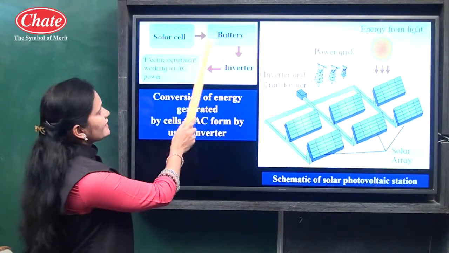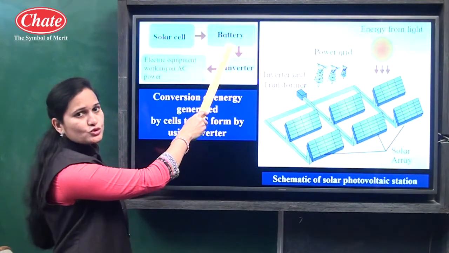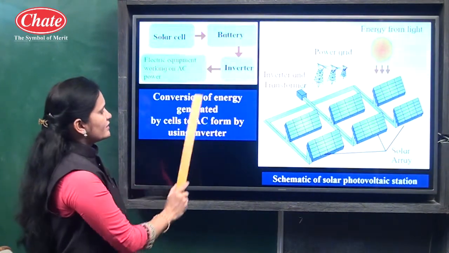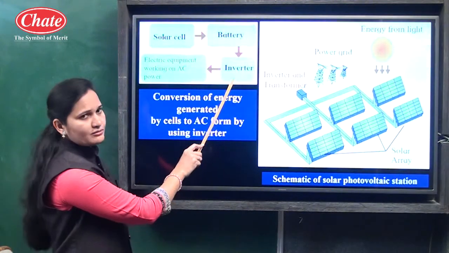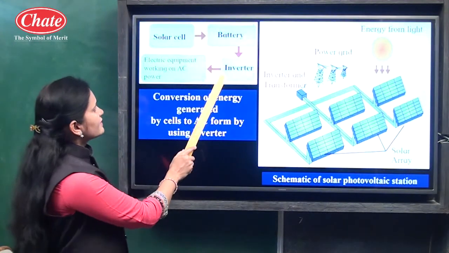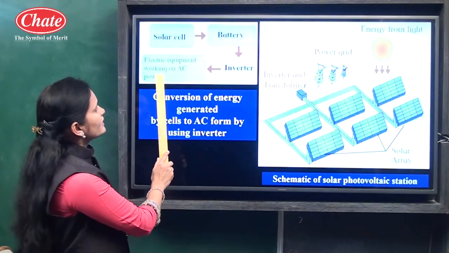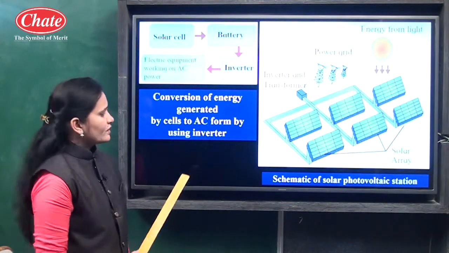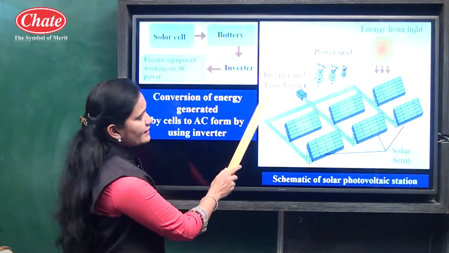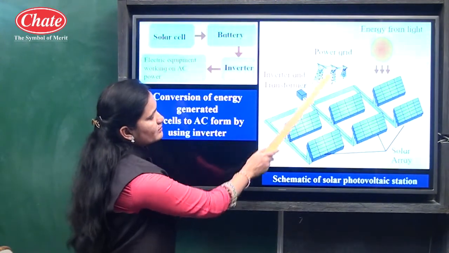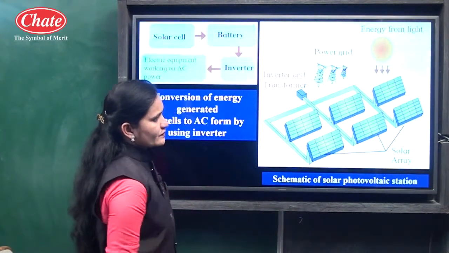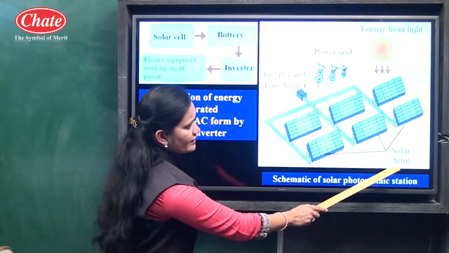Here the solar cell is connected to the battery. The battery is useful to store the energy, and it is connected to the inverter, where DC current is converted into AC current, because mostly all our equipment depends upon AC current, and through this inverter electric equipment works on AC power. Here you can see the schematic of a solar photovoltaic station. Inverter and transformer are there, by which we can produce a larger amount of energy for the power grid. And you can see the structure of the solar array also.